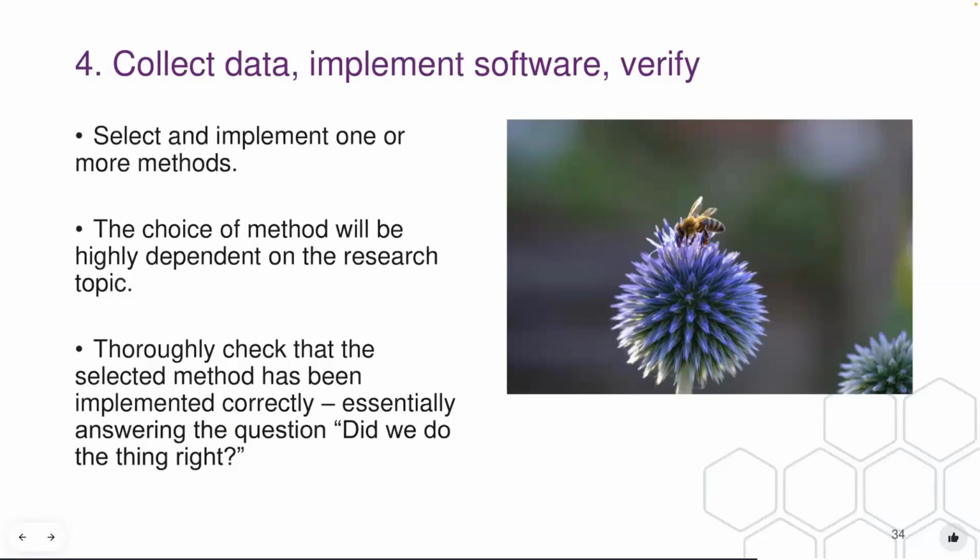And of course, the choice of method, again, is going to be highly dependent on the research topic. Lastly, what you're going to need to do is thoroughly check that the selected method has been implemented correctly. And that's what we mean when we talk about verifying your process or method. It's about answering the question, did we do the right thing? Did we do the thing right?